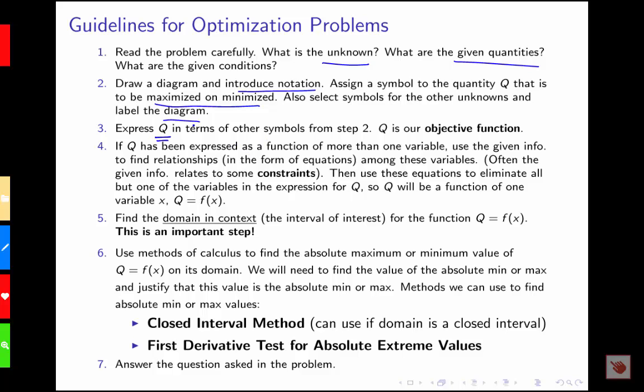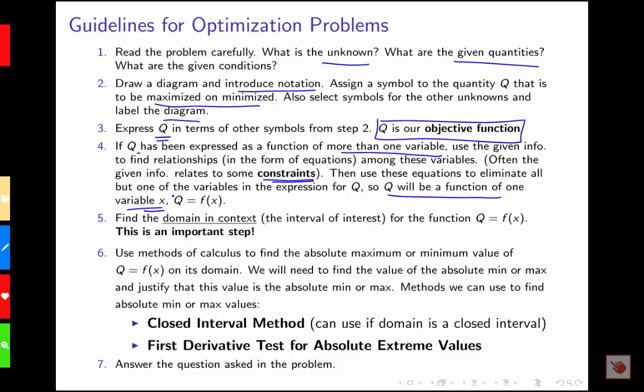When we express that quantity that we're interested in maximizing or minimizing in our problem, that is what we call our objective function, because it's the function where our objective is to maximize or minimize the value of that function. In cases where that quantity has been expressed as a function of more than one variable, we're going to need to use some of the other given information in the problem in order to get Q to be a function of just one variable. So often we're given some additional info that is related to some kind of constraints of our situation, and we'll use that information to eliminate all but one of the variables.